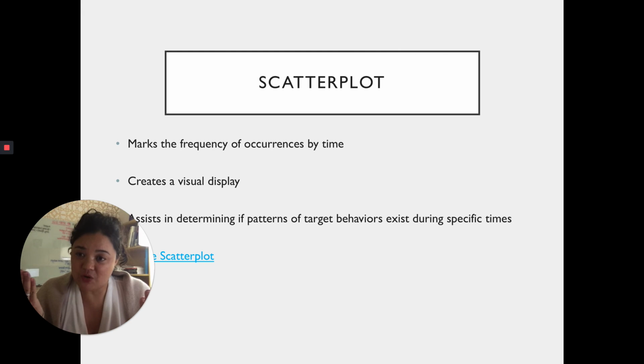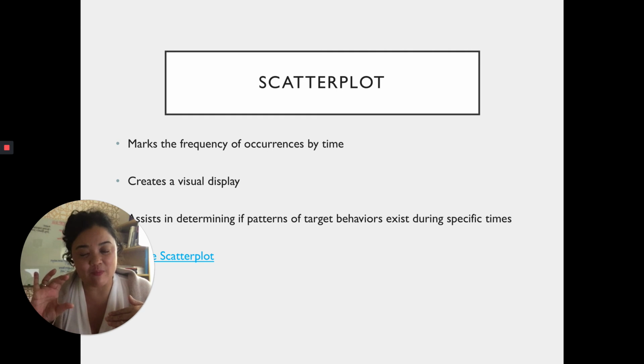It's always frustrating when you go into a classroom for the purpose of observing the student and he does not engage in the behavior. So scatter plots kind of help us identify times during the day when the child is likely to engage in the behavior, right? It also creates a nice visual display so that we can start to see patterns. We might notice that, you know what, always after lunch this happens, or first thing in the morning, or during transitions, right? We want to look for patterns.